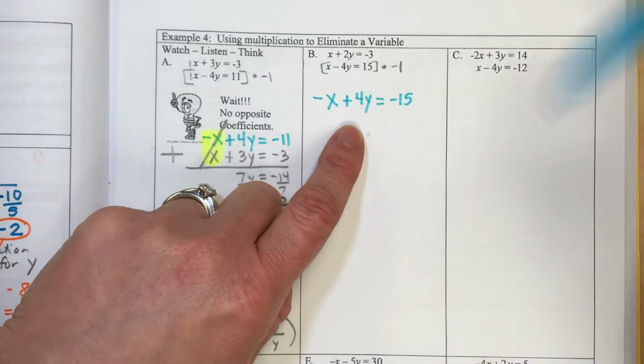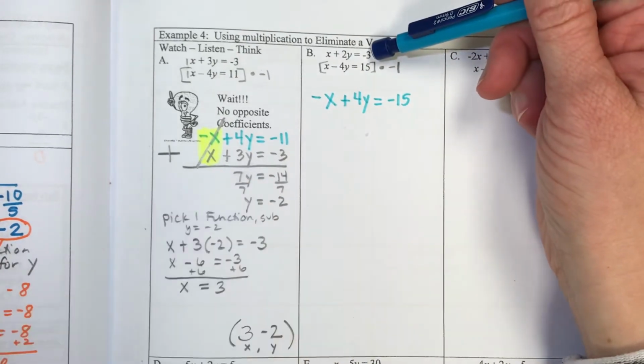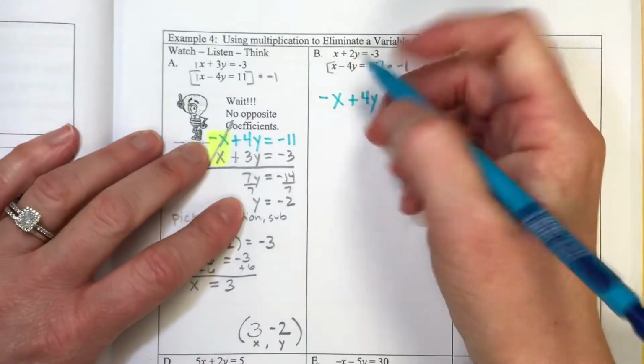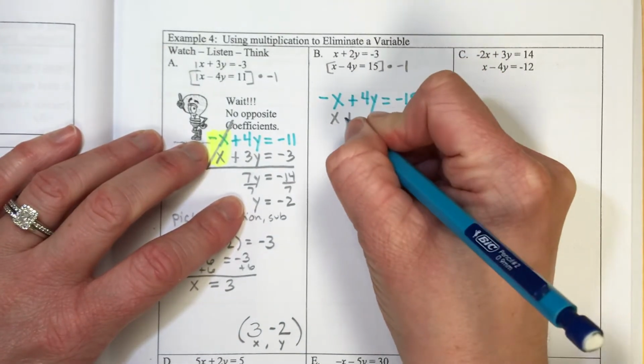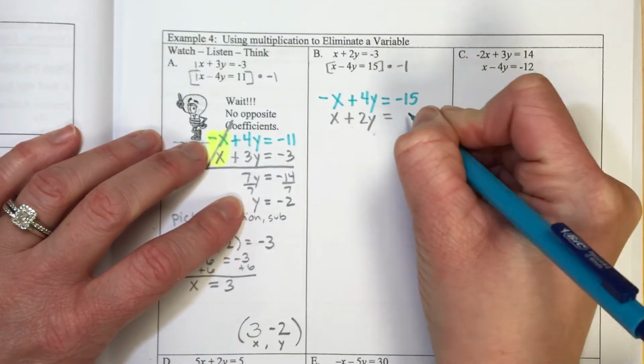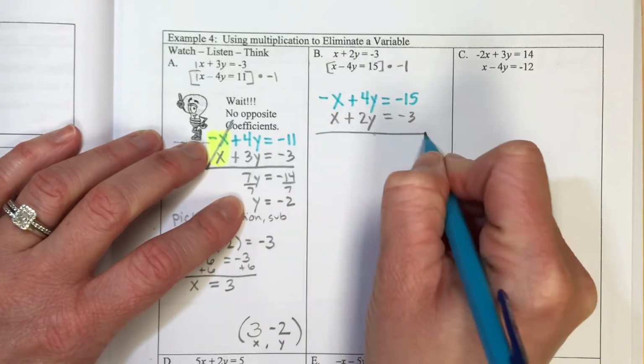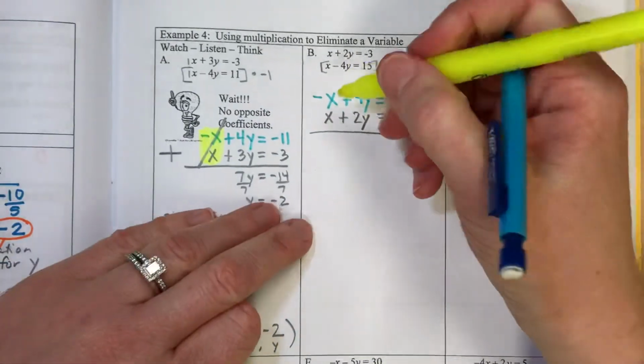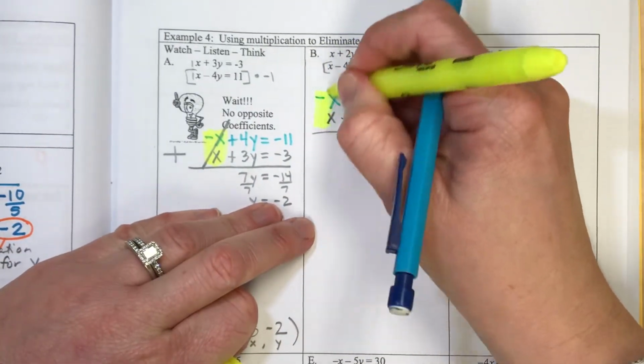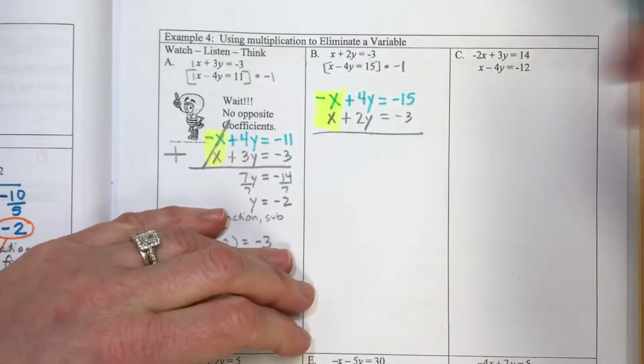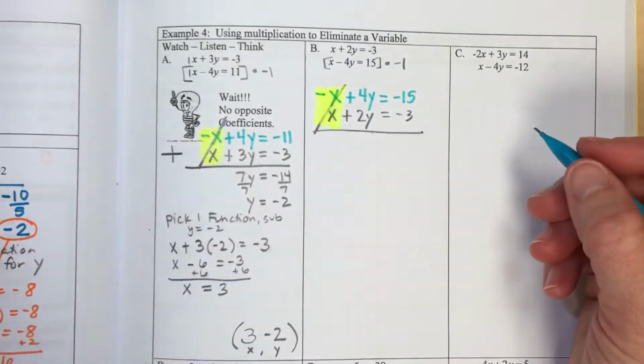All right, now I'm going to copy down the first function that we had and not change anything. 1x plus 2y is equal to negative 3. And now I notice that my coefficients are the same number but opposite signs, so I'm going to have some canceling here, which is what we wanted.